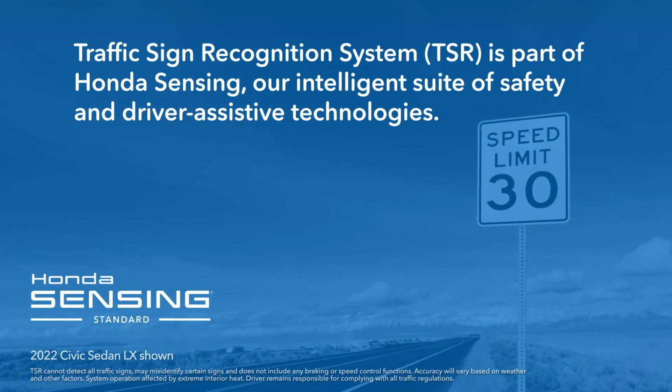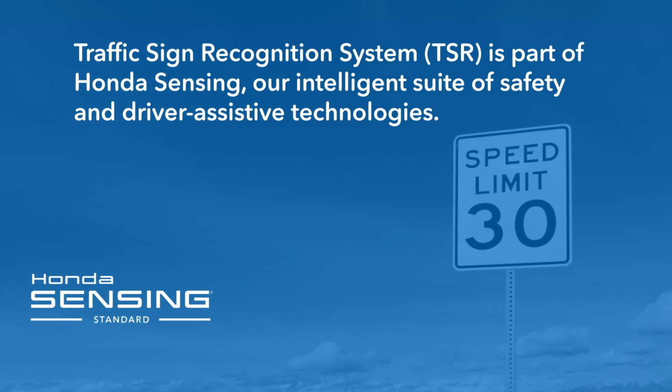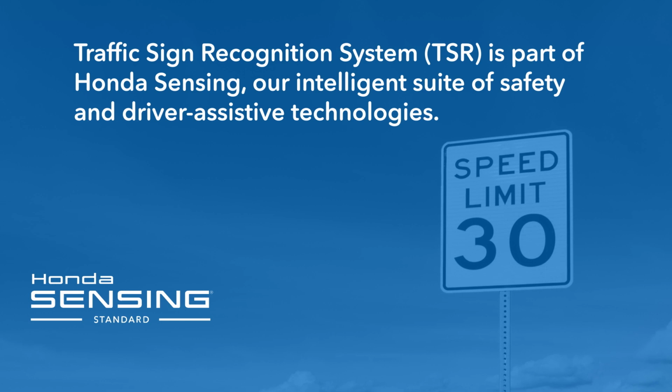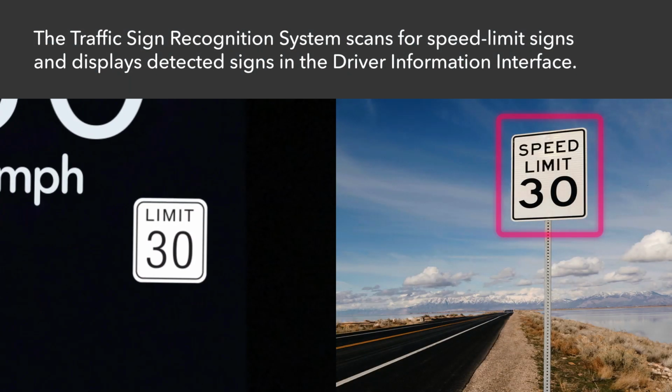The Traffic Sign Recognition System, TSR, is part of Honda Sensing, our intelligent suite of safety and driver-assistive technologies. TSR can notify drivers of posted speed limits with the use of a small camera mounted on the windshield, and can display icons of detected traffic signs in the Driver Information Interface, or DII.